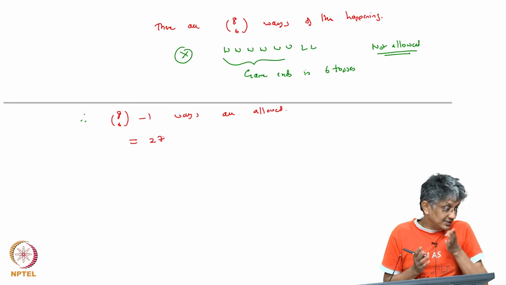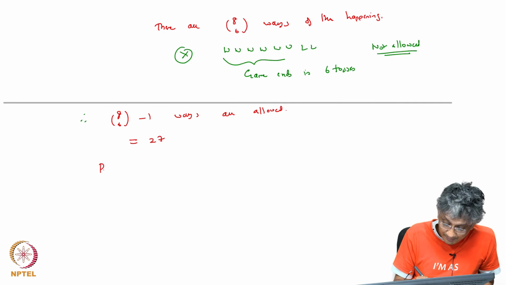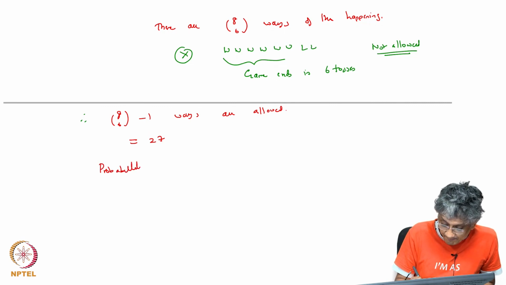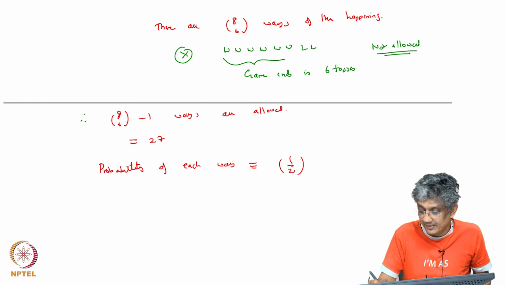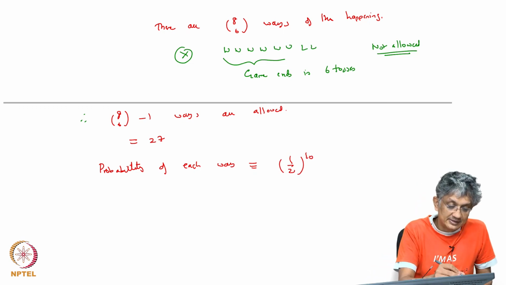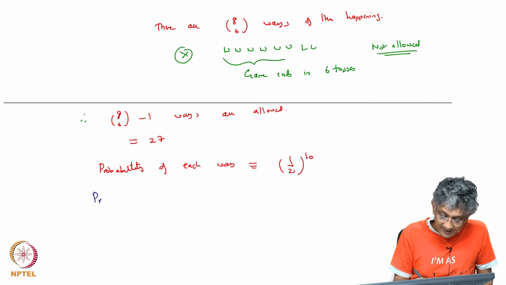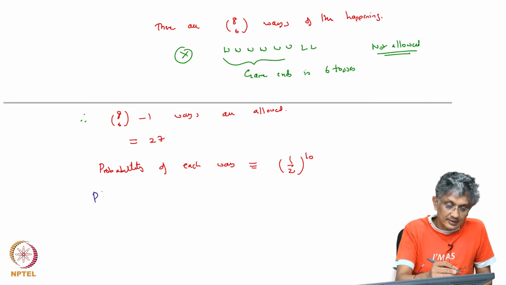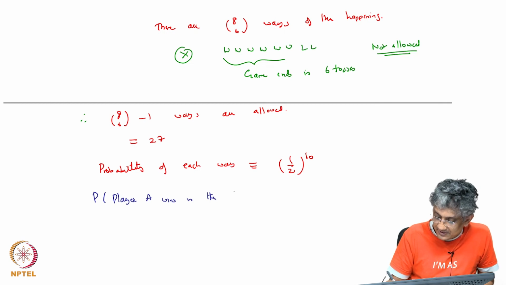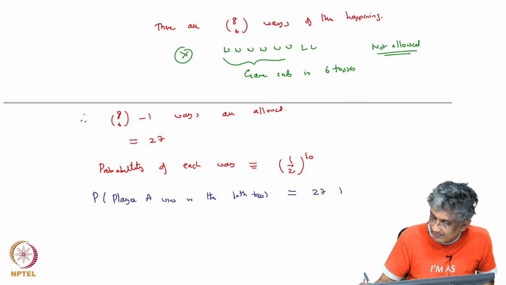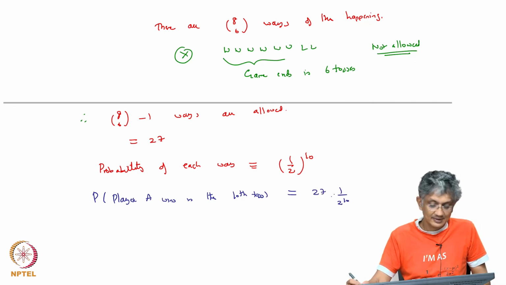And the probability of each way, since heads and tails both have probability half, is 1/2 to the power 10. So therefore, our answer is the following: the probability that player A wins in the 10th toss is going to be 27 times 1/2 to the 10. Very nice.